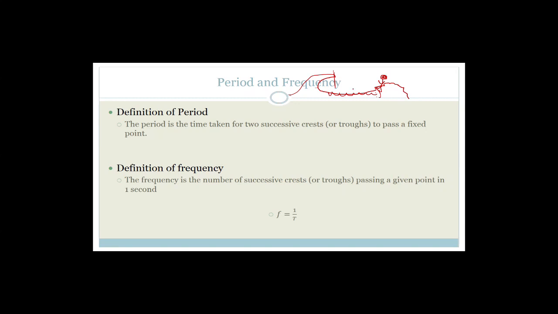So as this wave gets to you, splash, okay? You say one, and you start counting. And you eventually count until, I don't know, 10 seconds. And then suddenly, there's another wave, splash, okay? That 10 seconds is the time between two successive crests or troughs. And that is the period of the wave. So the period is the time taken between two successive crests or troughs to pass a specific point.